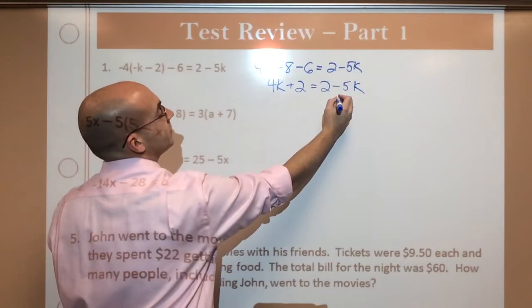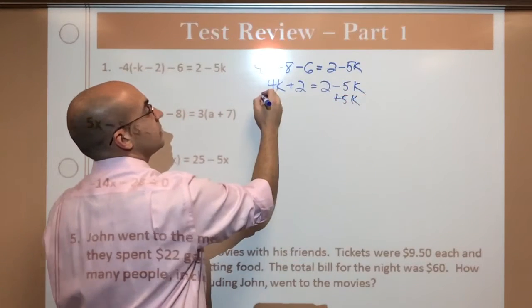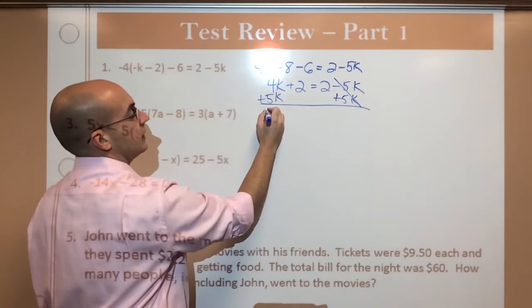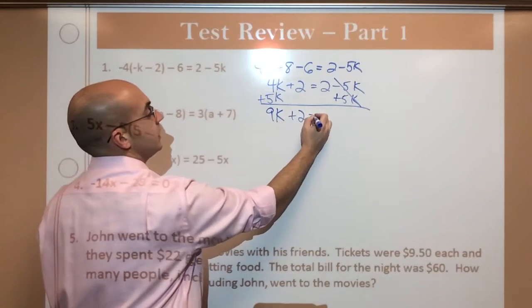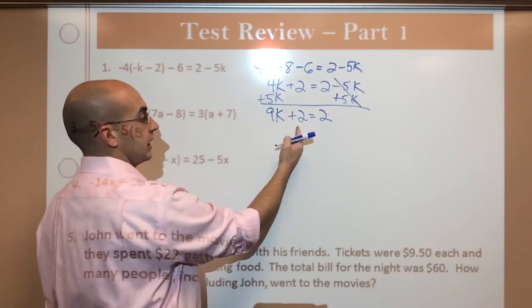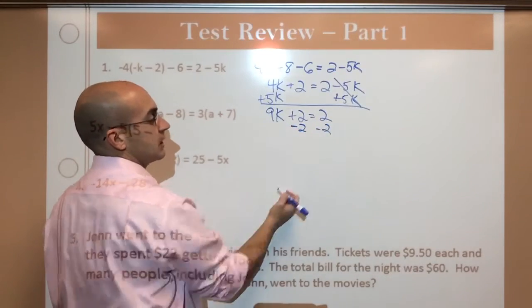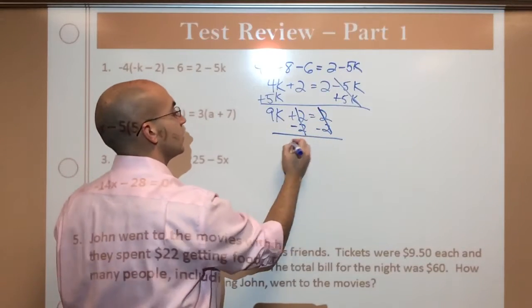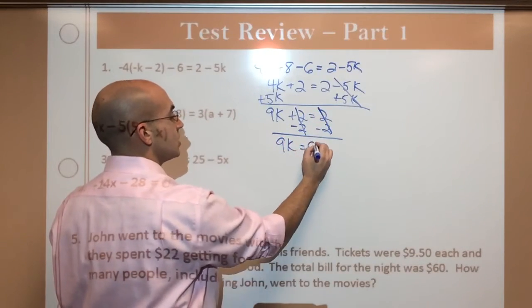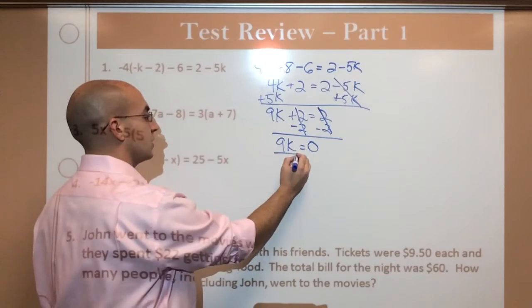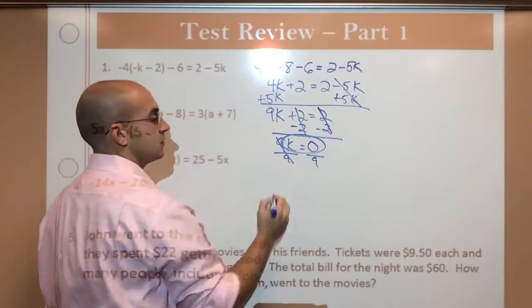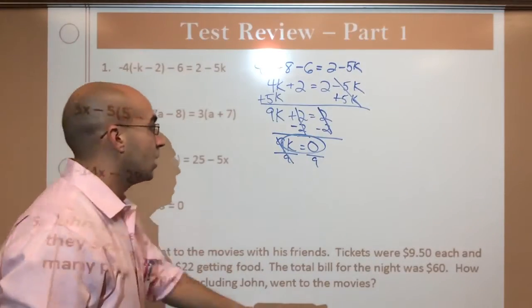I see a -5k. I don't really like negatives, so I'm going to go ahead and add 5k to both sides here. Draw a line underneath, cross it out, drop it down. 9k plus 2 equals 2. Well, I got to get that 2 out of there. So I'm going to subtract 2 on both sides. Right? Gone. It just so happens it cancels that out too. Over here I've got 9k, and that's going to equal 0. Don't freak out. I'm still going to follow the same procedure like I always do. K is going to equal 0. Okay? Good. Let's continue.